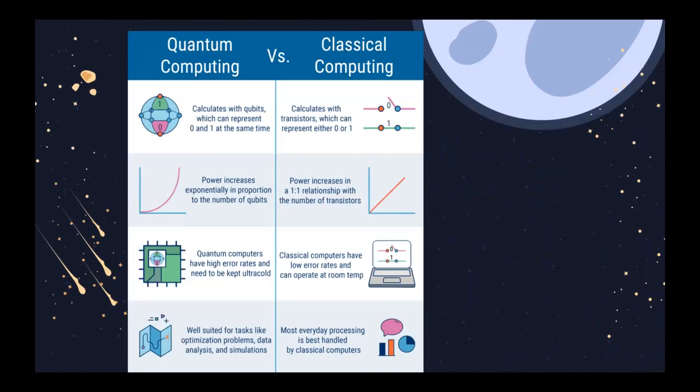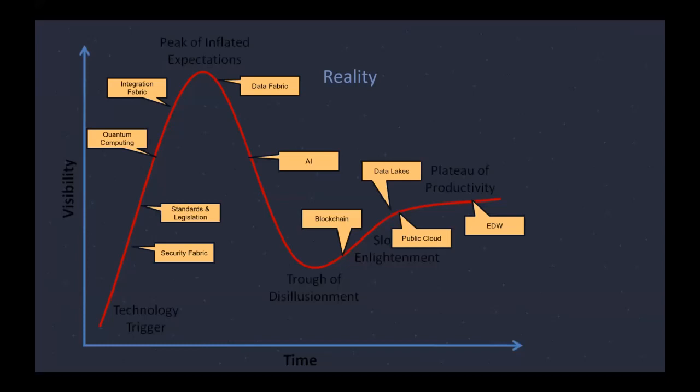So I'll send the slides around, but literally that's just an idea of what's the difference between the two ways of getting things done. Quantum computers have a high error rate for now, need to be kept really cold and cool. Classical computers are more accurate, so that's why we use them. They can operate at room temperature.